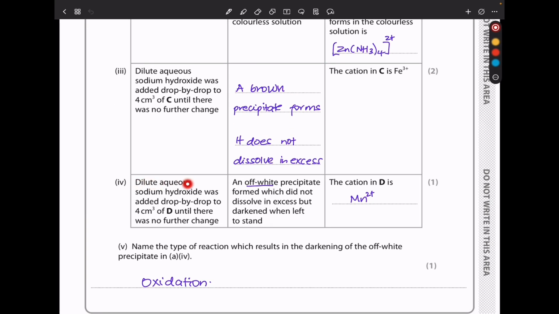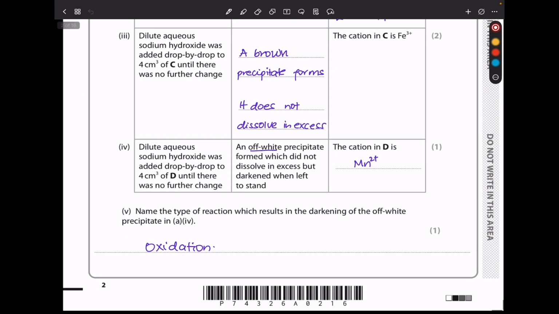The next they say dilute aqueous sodium hydroxide was added drop by drop to 4 centimeters cubed of D until there was no further change. When this occurred, an off-white precipitate formed, which did not dissolve in excess but darkened when left to stand. The off-white is going to be due to manganese 2+, and of course, it turns brown when it darkens, moving from manganese 2 to manganese 3 and then 4 as it turns brown.